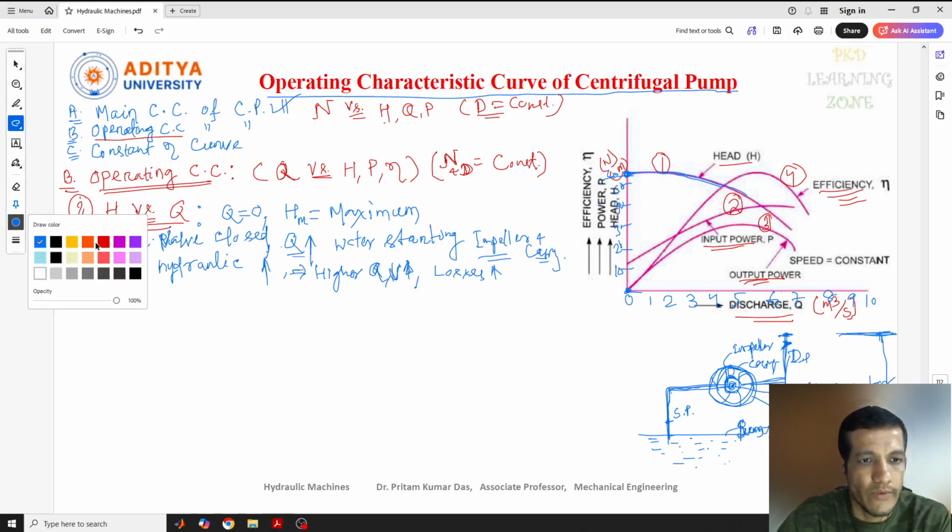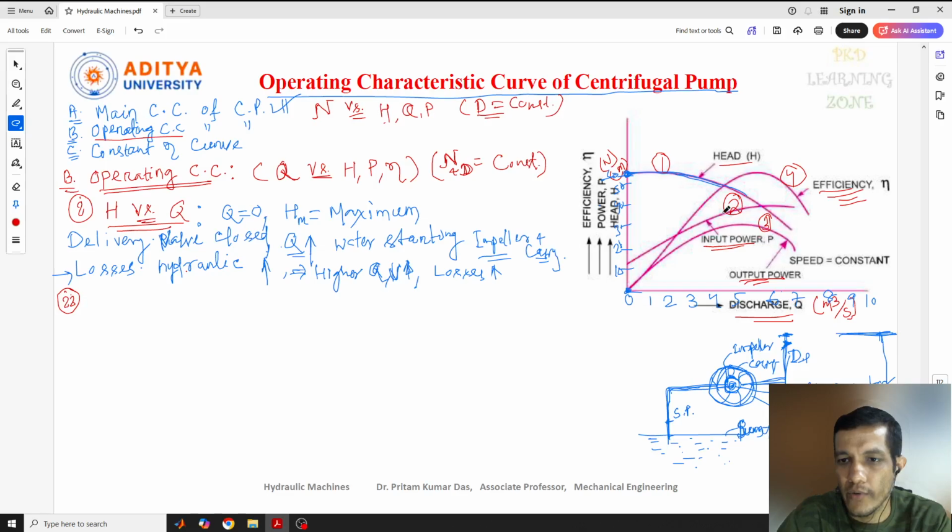This is about the first category. The second category, what is that? The second point here, which one? This one, input power. So input power versus discharge, let's discuss input power versus discharge.